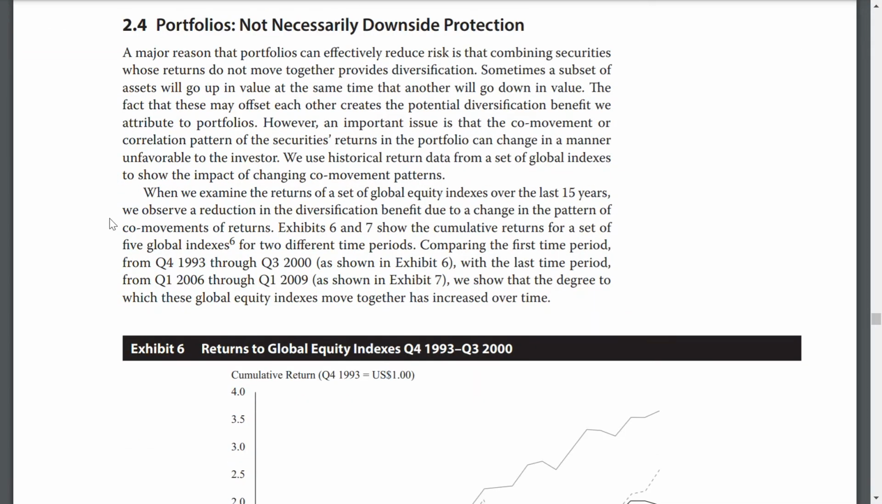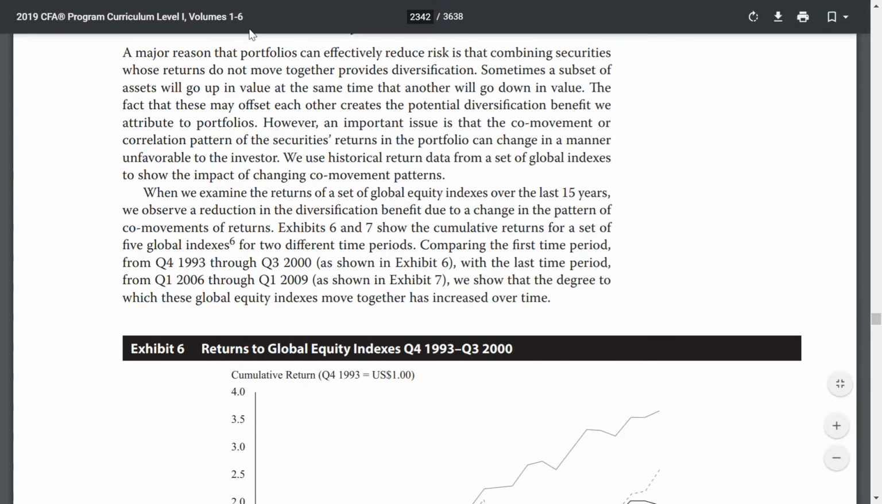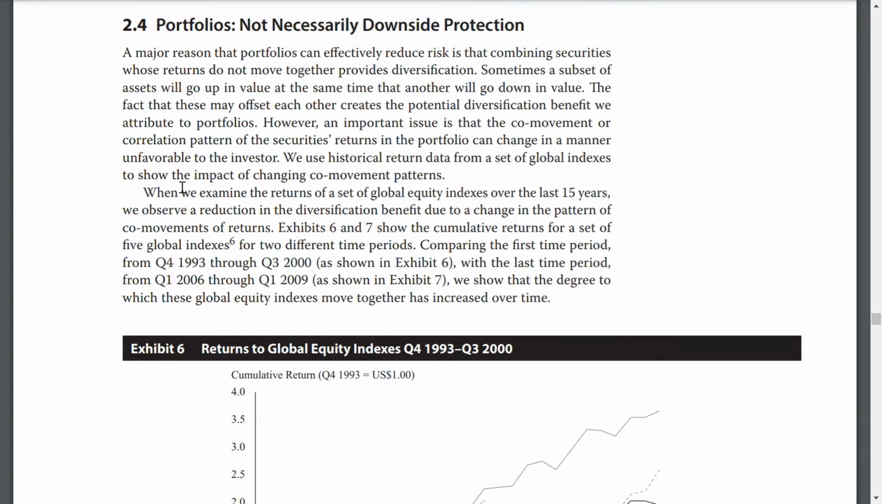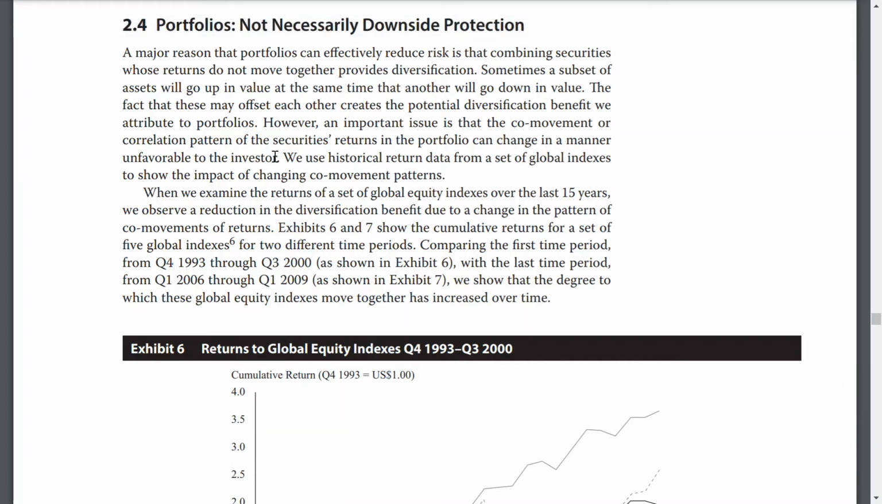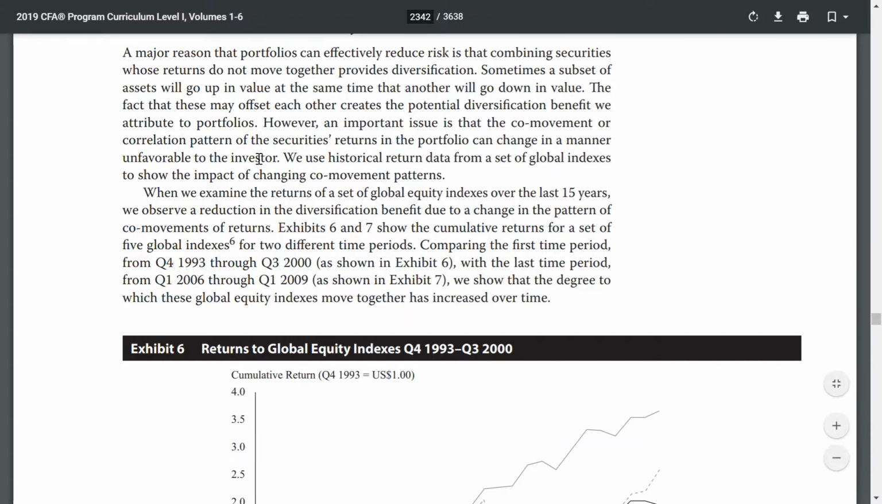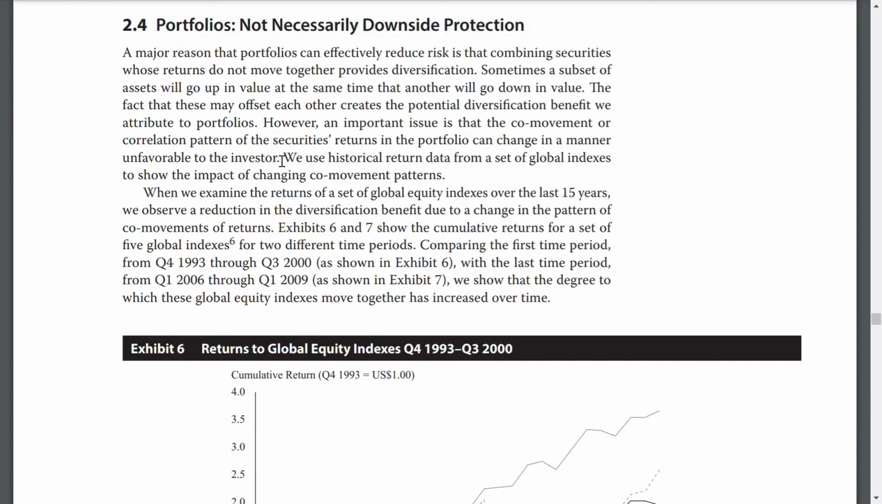Portfolios are not necessarily downside protection. A major reason that portfolios can effectively reduce risk is that combining securities whose returns do not move together provides diversification. Sometimes a subset of assets will go up in value at the same time that another will go down in value. The fact that these may offset each other creates the potential diversification benefit we attribute to portfolios. However, an important issue is that the co-movement or correlation patterns of the securities' returns in a portfolio can change in a manner unfavorable to the investors.